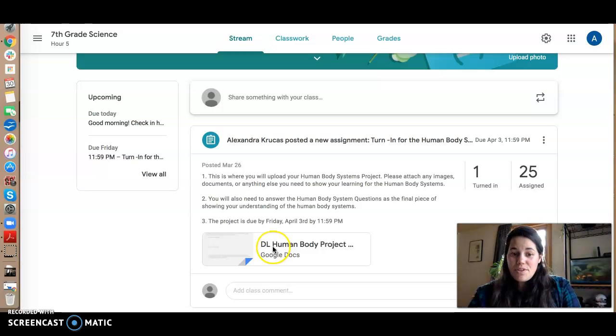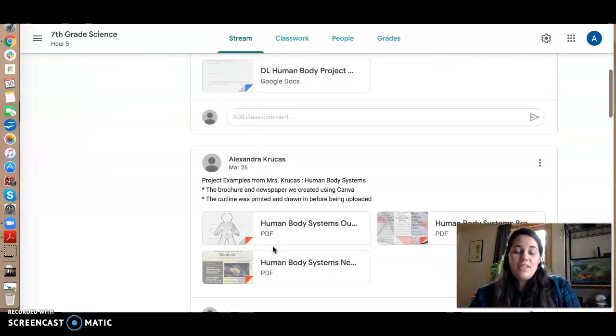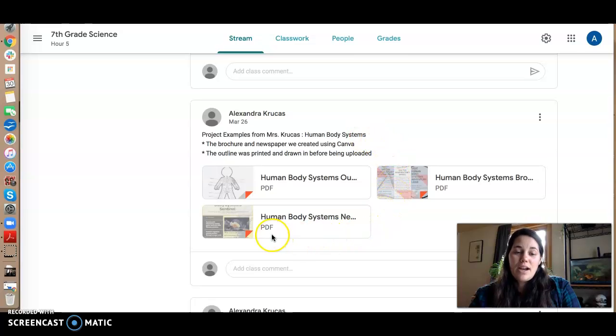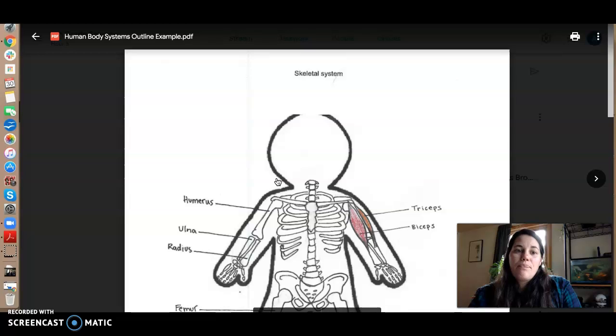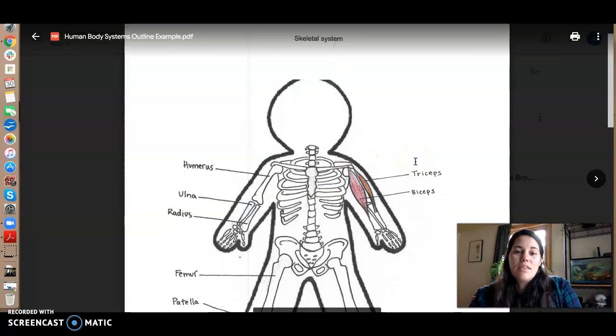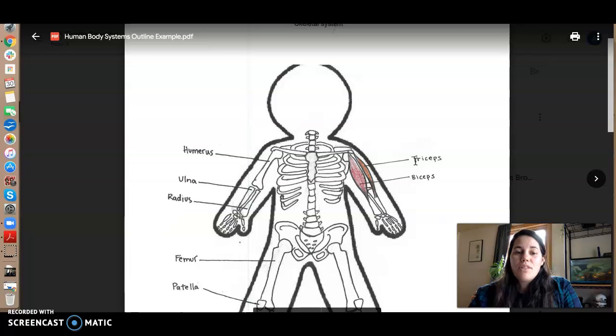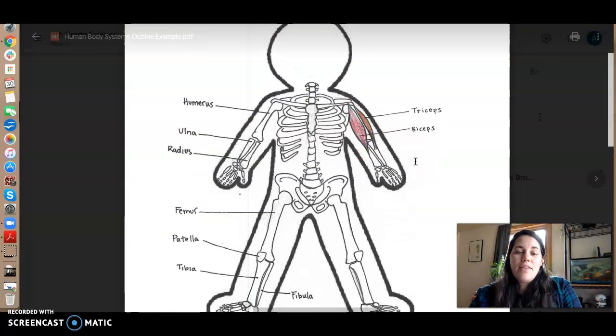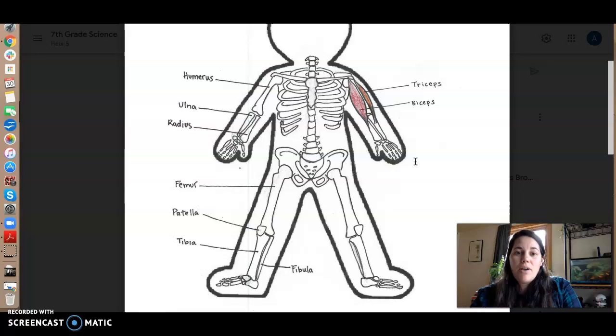If you need help with the Human Body Systems project, you can see I've got some different options here that are examples. I made these examples. So, for example, this is the outline for the skeletal system. In the project details, it talks about all of the bones that you have to show and all of the muscles that you have to show. And you can see that I have those things labeled here on the outline.